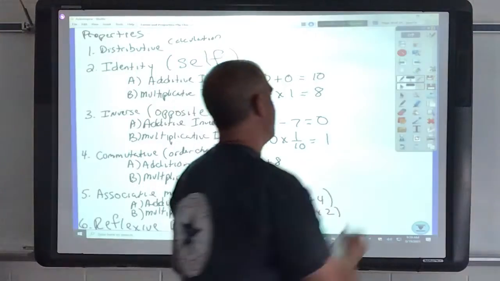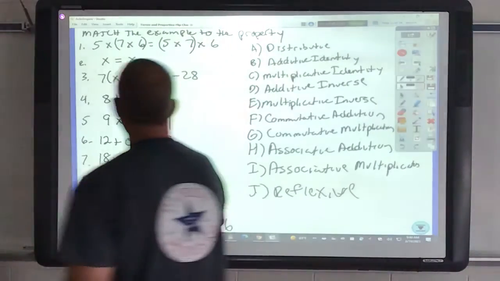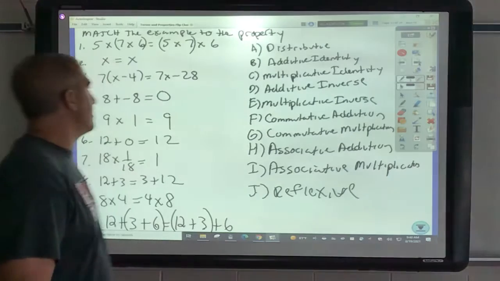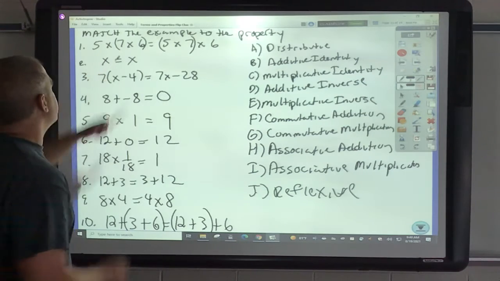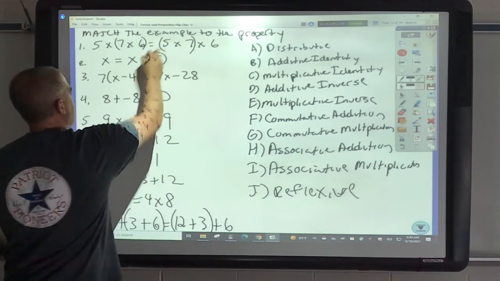So let's go through a set of examples, all right? It says match the example to the property. Now, if you want to pick out the properties that are easiest, I would leave the associative till the end, but you can figure that out. All right, let's go through this. This one's easy. This is the reflexive property. So I'm just going to put that as J.